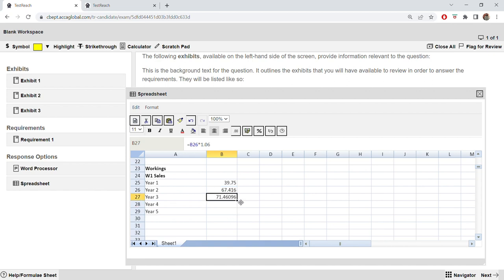Now you can drag it to the other cell and see what's happening. Okay. It will just take the 6% of the previous year. Inflate it, because volume is same, price is same. You see how I saved my time rather than every time entering 80,000 into 750 into 1.06 to the power 1, 2, 3, 4, like that.